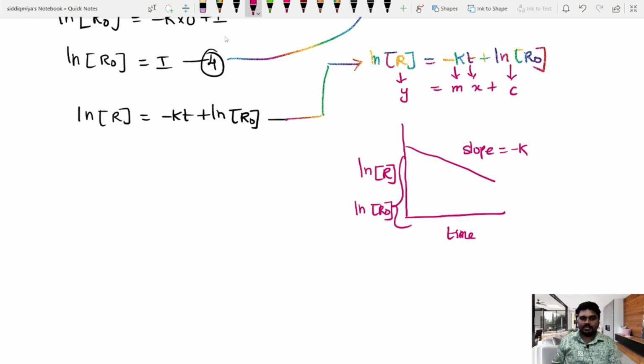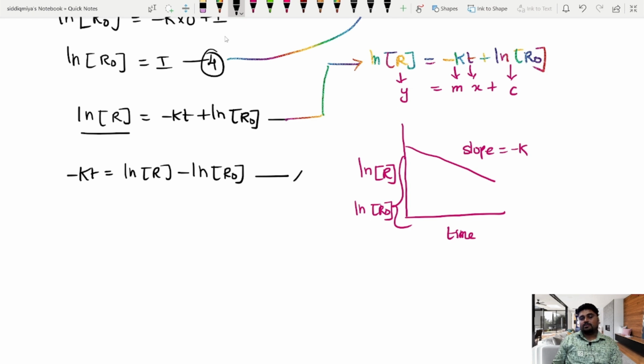Next, we will come to the derivation. So we got ln R is equal to minus kt plus ln R naught. For this one, minus kt is equal to ln R minus ln R naught, we can write. For this equation you multiply with minus. Then kt is equal to ln R naught minus ln R, you will get.